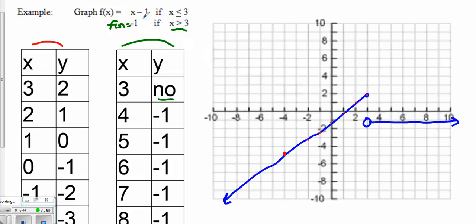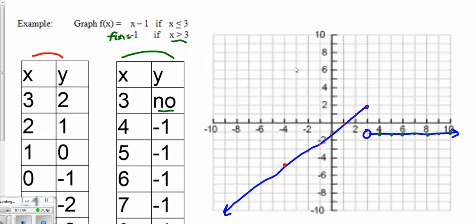Remember, that's a constant function. So even though my x got plugged in as 4, my y is -1. My x is 5, my y is still -1. 6, still -1. 7, still -1. It'll always still be -1. So it'll look something like this.